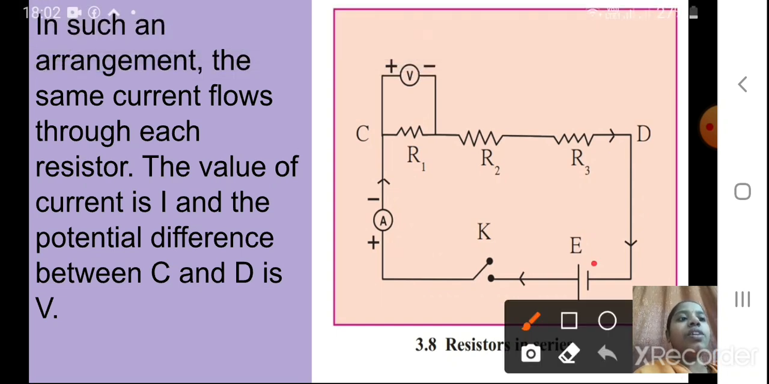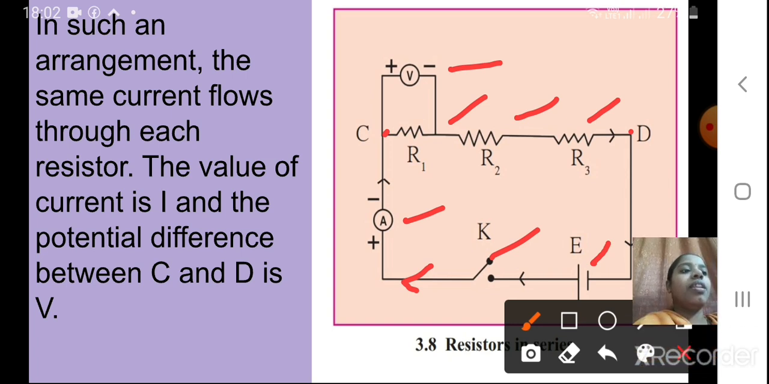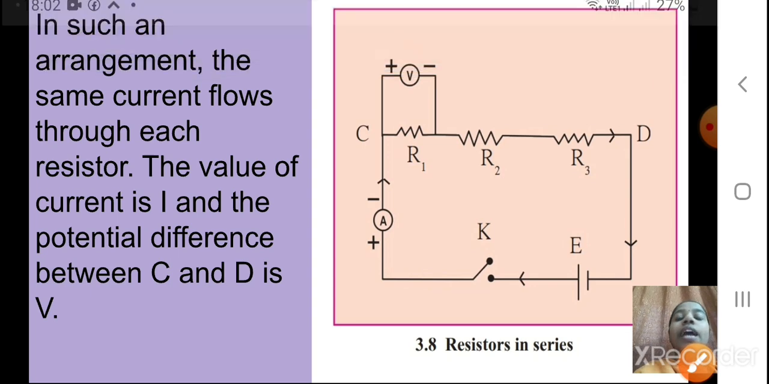Now see here, the cell is there, a key is there, an ammeter is there, and a voltmeter is also there. So whatever current is flowing through these conducting wires is going to be the same for each resistor. The current is going to be the same. The value of current is I. How are you going to show the value of current? As I. And the potential difference between C and D, from this point to this point, we are going to take as V. Okay students, now we will proceed. I hope till here it is clear.